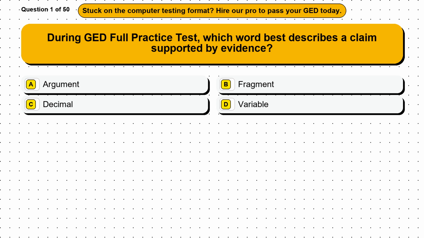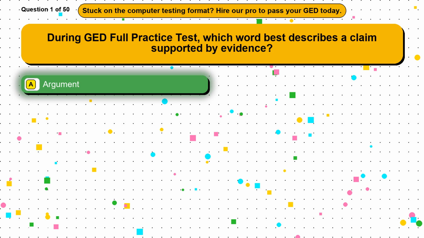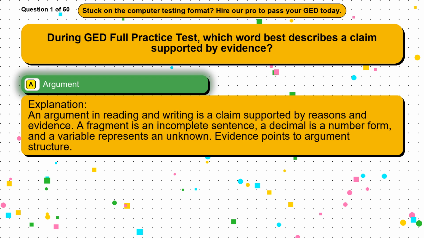Question 1. During GED Full Practice Test, which word best describes a claim supported by evidence? Option A, argument. Option B, fragment. Option C, decimal. Option D, variable. The correct answer is option A. Argument. An argument in reading and writing is a claim supported by reasons and evidence. A fragment is an incomplete sentence, a decimal is a number form, and a variable represents an unknown. Evidence points to argument structure.